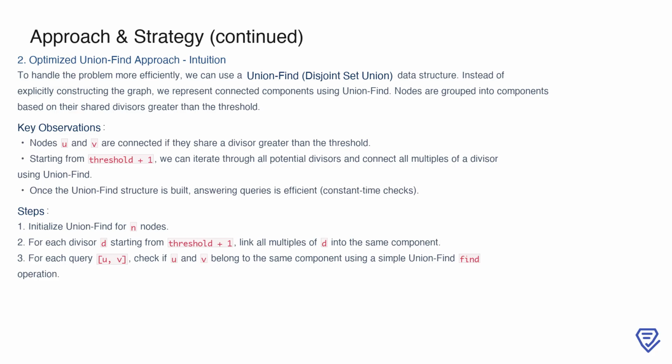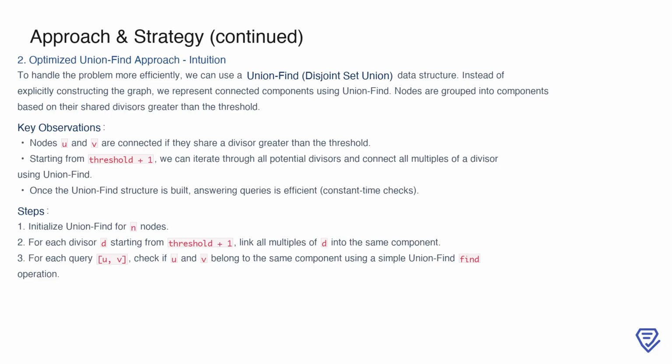This approach leverages a disjoint set union data structure, or DSU, to represent connected components without explicitly constructing the graph. The key idea is to group nodes into components based on their shared divisors greater than the threshold. Here's how it works. Starting from threshold plus 1, we iterate through all potential divisors. For each divisor D, we connect all of its multiples into the same component using union find operations. This eliminates the need for pairwise checks in graph construction.